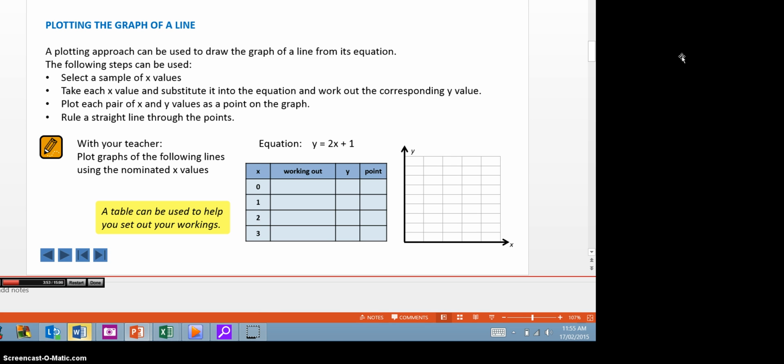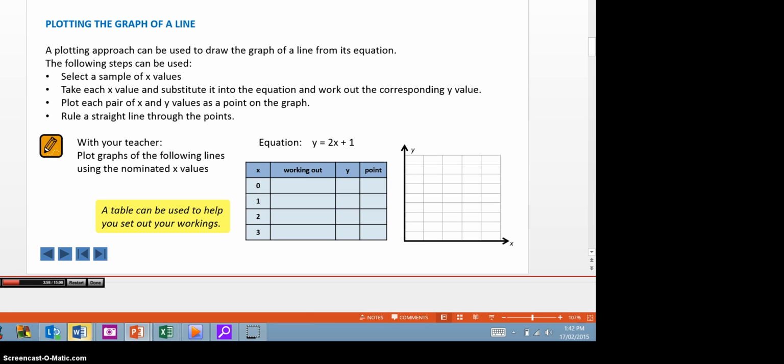The next thing that we're going to do is plot these points to make a straight line graph. And the way that we do this is we substitute values for x into our equation. So every straight line will have an equation in this form, y equals 2x plus 1, and we'll learn a little bit more about that later on. So at the moment we're going to just substitute some values for x, find the y position, plot the points, and then if we've done it correctly, we'll find some points that line up in a straight line, rule through them, and that will be the equation for this example.